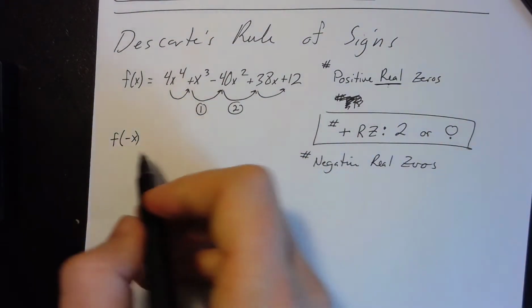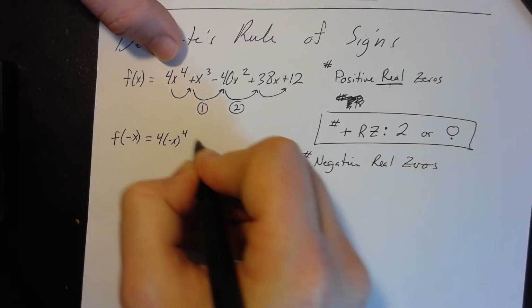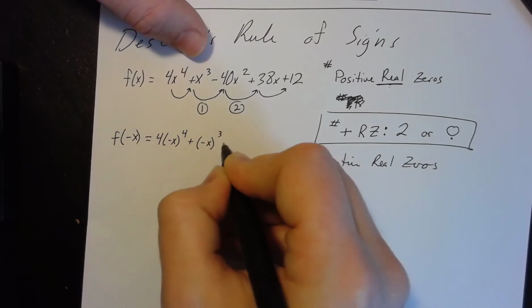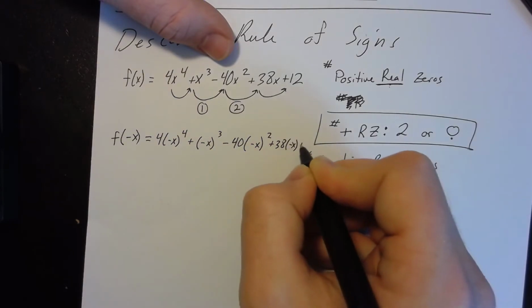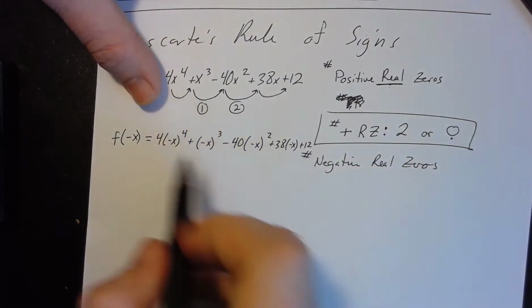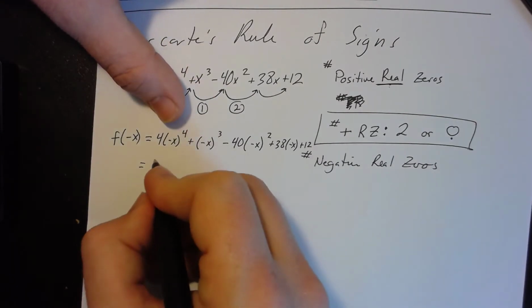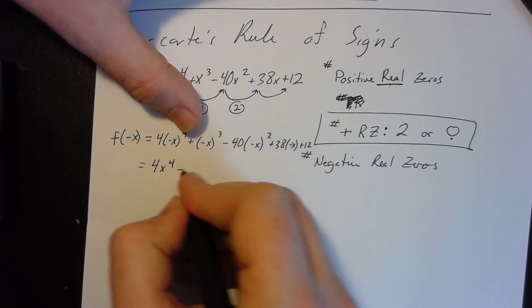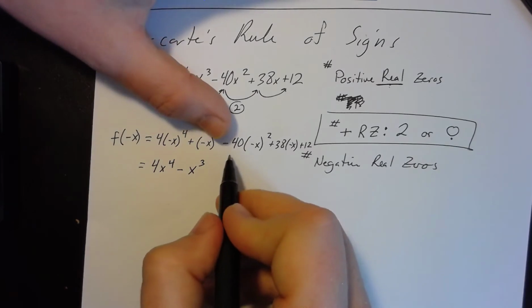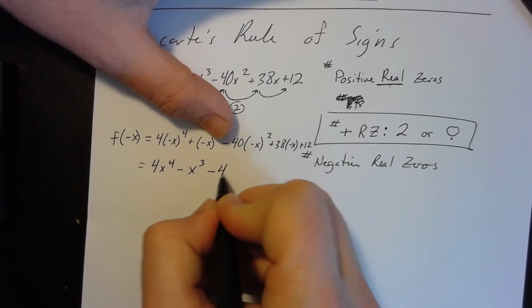To do the negative real zeros, I'm simply going to evaluate f of negative x, which replaces all of my x's in this problem with a negative x, and then I'm going to simplify all of these terms. It doesn't simply change all of the signs in here, it only changes the signs on odd powers, because a negative to the power of 4 is still going to be positive. So this doesn't change that term. But in here, a negative x to the power of 3 is going to change to a negative, which means that this sign out in front will change to a negative instead of a positive. Again, this is negative 40, and because it's a squared function, this is going to leave it as negative 40x squared.